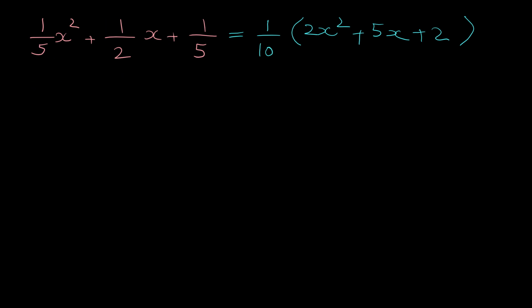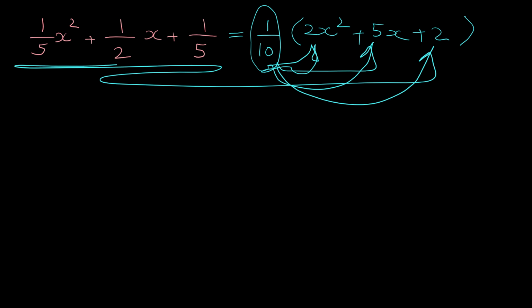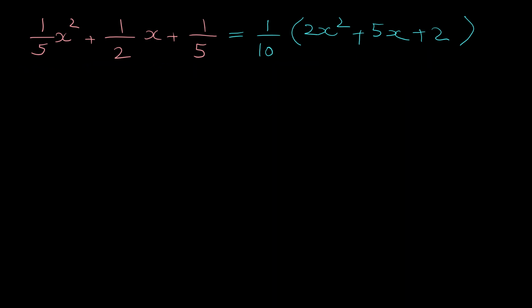And please, attention, if you multiply 1 over 10 in every single term, then you have the original expression. By this technique, we move the fraction to the outside of the bracket. And now we focus on the factoring of this trinomial in the bracket. For factoring this trinomial, the leading coefficient is not 1.